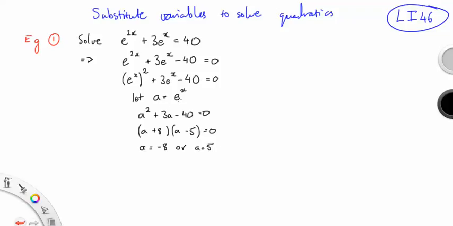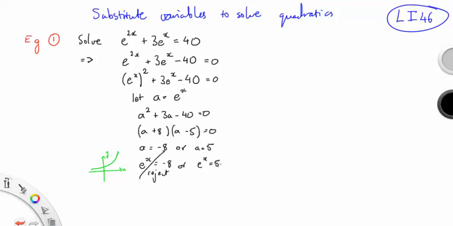But we made a substitution earlier, so we need to back substitute. We need to say, well, a equals e to the x. So e to the x equals negative 8 or e to the x equals 5. Now this one is absolutely impossible because this is a positive number to a power that can never give a negative answer. If you're unsure about that, think of the graph of y equals e to the x. It goes like that. It doesn't give a negative answer. So we know that that can't happen, so we have to reject that.